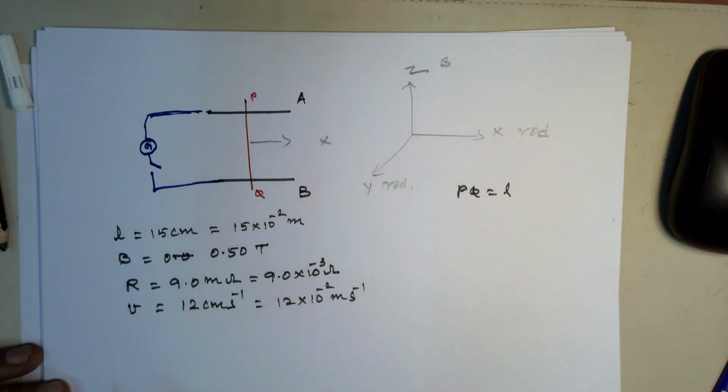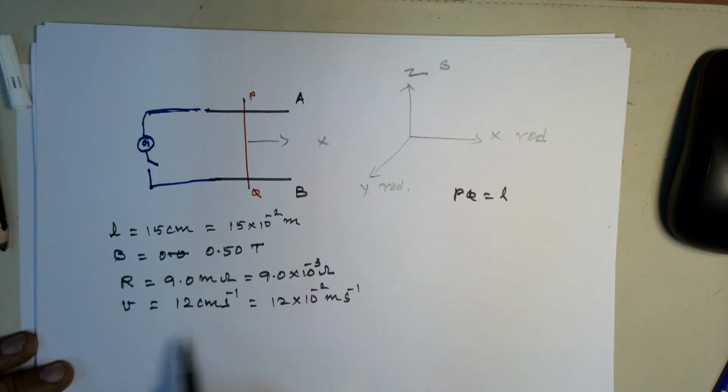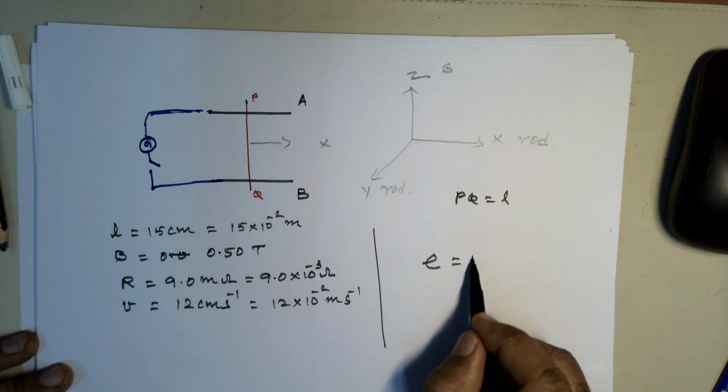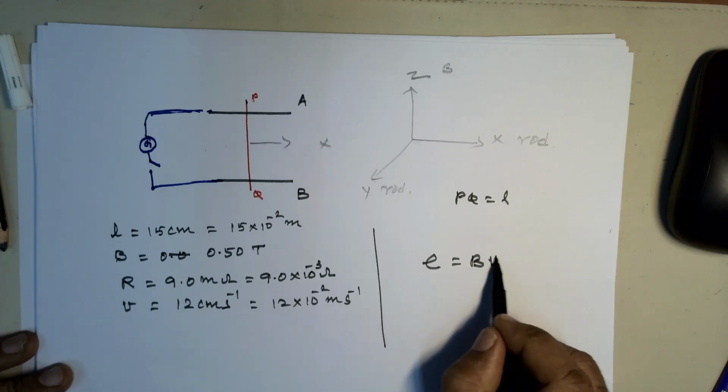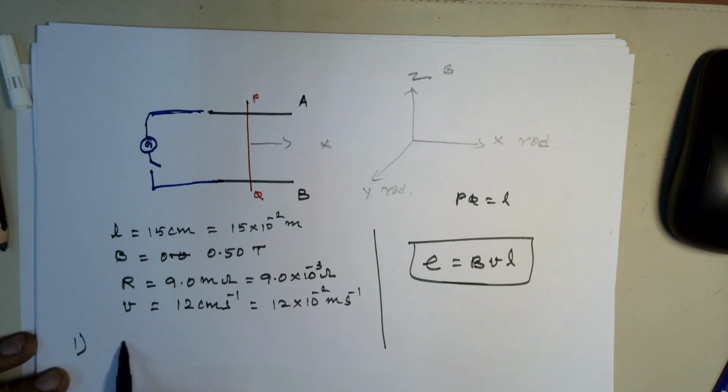Okay. Now the first one, when the switch is open, the rod moves with the speed. So it triggers some charge. Okay. So this is the induced EMF. What is the formula for induced EMF? E is equal to how much? B into V into L. So this is the first formula you are going to use. So induced EMF is equal to B into V into L.